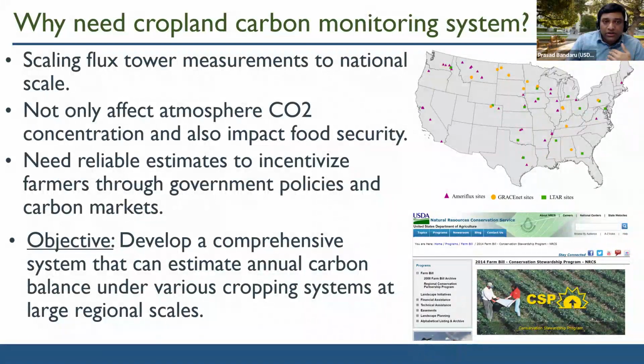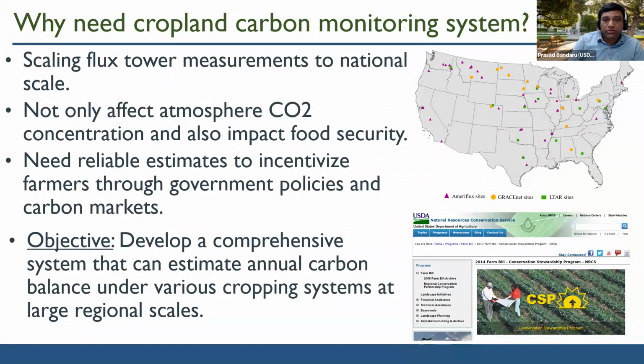The second reason is croplands act as both a source and a sink. They lose carbon, they gain carbon, depending on the cultivation practices and cropping systems we adopt. If we lose the carbon, it not only contributes to the atmospheric CO2 concentration, but also affects the soil quality negatively and impacts the long-term food production and food security. The third reason is that there has been a lot of attention recently on carbon farming, but we are lacking reliable metrics to incentivize the farmers to promote carbon-friendly agriculture.